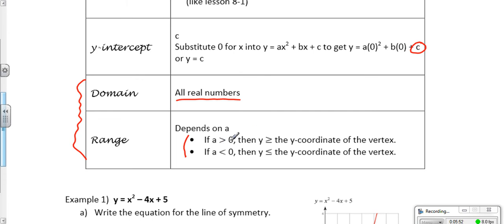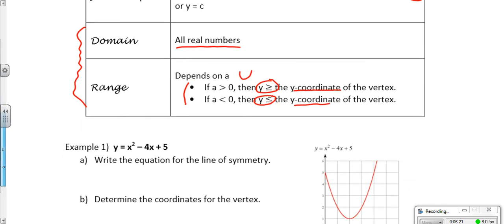If your a is greater than 0, it means it's going to open up, which means your range will be of the form y is greater than or equal to the y coordinate of the vertex. If a is less than 0, then you're going to have your range say y is less than or equal to, again, the y coordinate of the vertex. And as we do some examples, this should make more sense. But it's a very nice key, and you should take advantage of it.